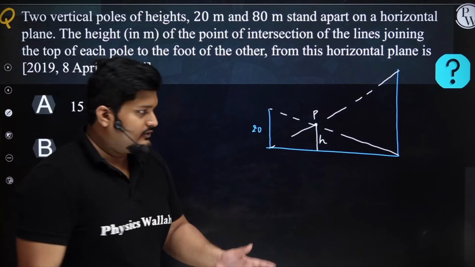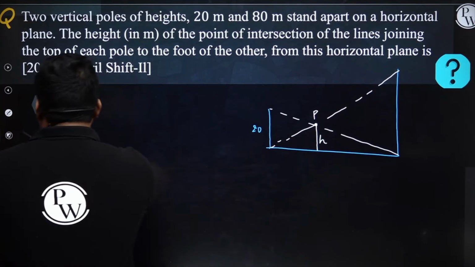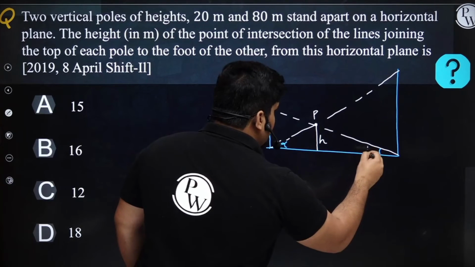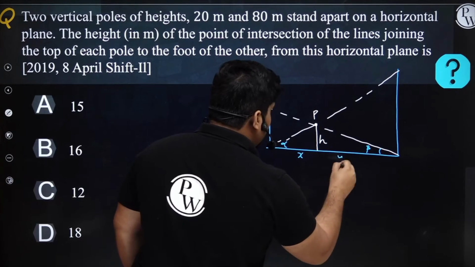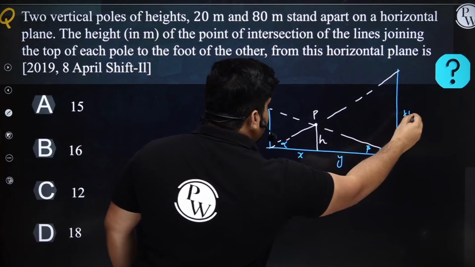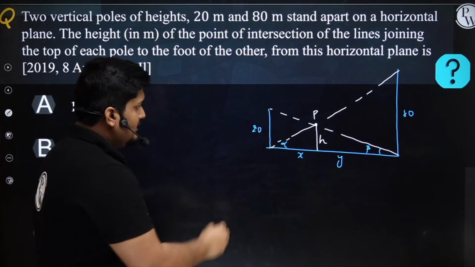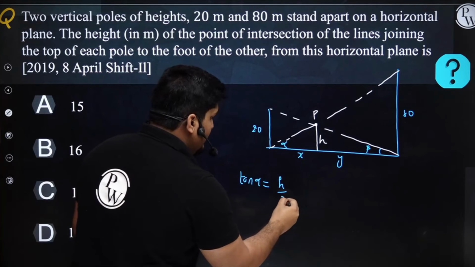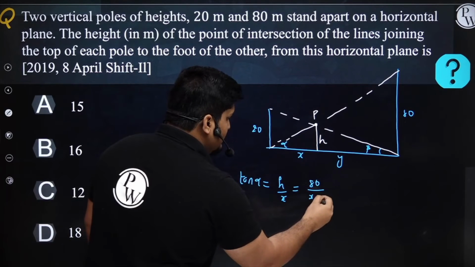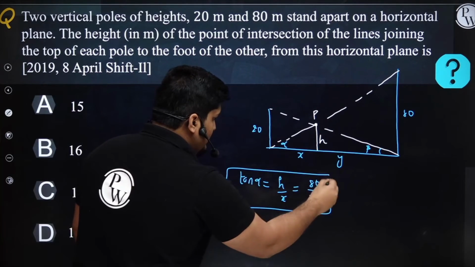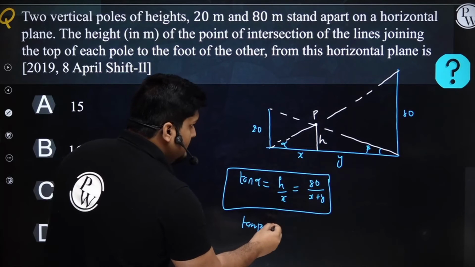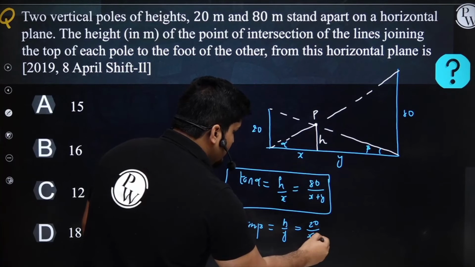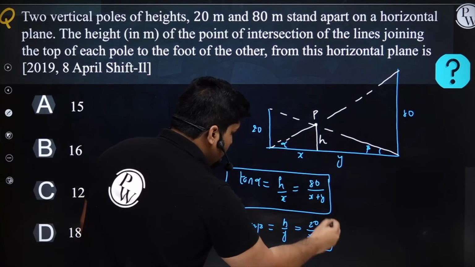We have already solved such problems, so I'll only write the equation. Take this angle as alpha and this angle as beta, this as x and this as y, and these are given 20 and 80. So what is tan alpha? Tan alpha will be h upon x, equal to 80 upon x plus y. And tan beta will be h upon y, equal to 20 upon x plus y. You need to solve these two.